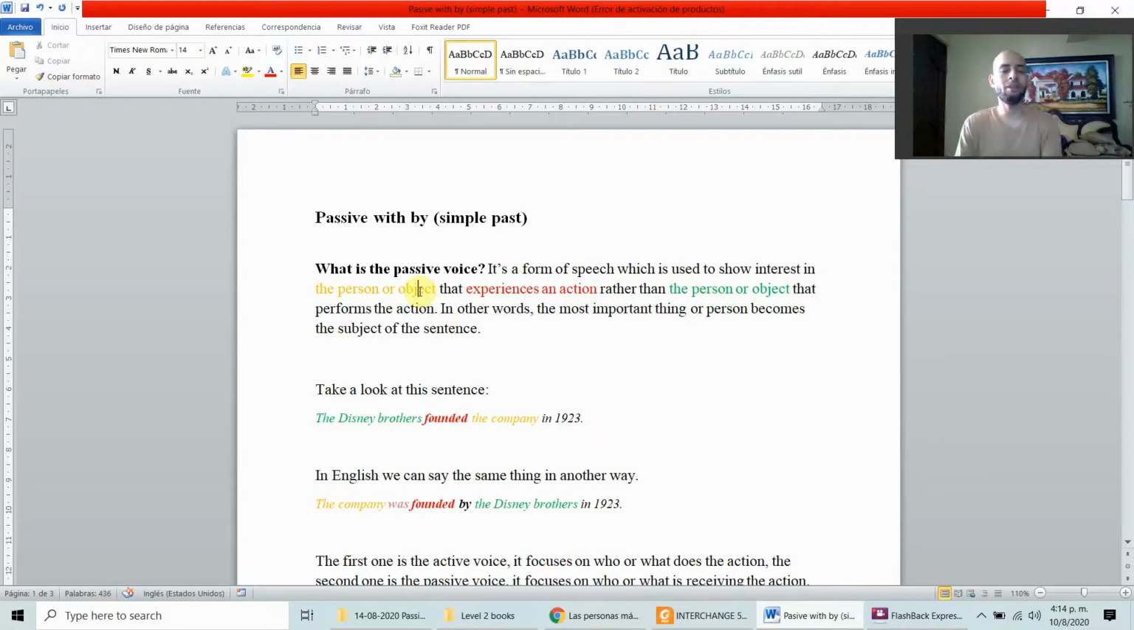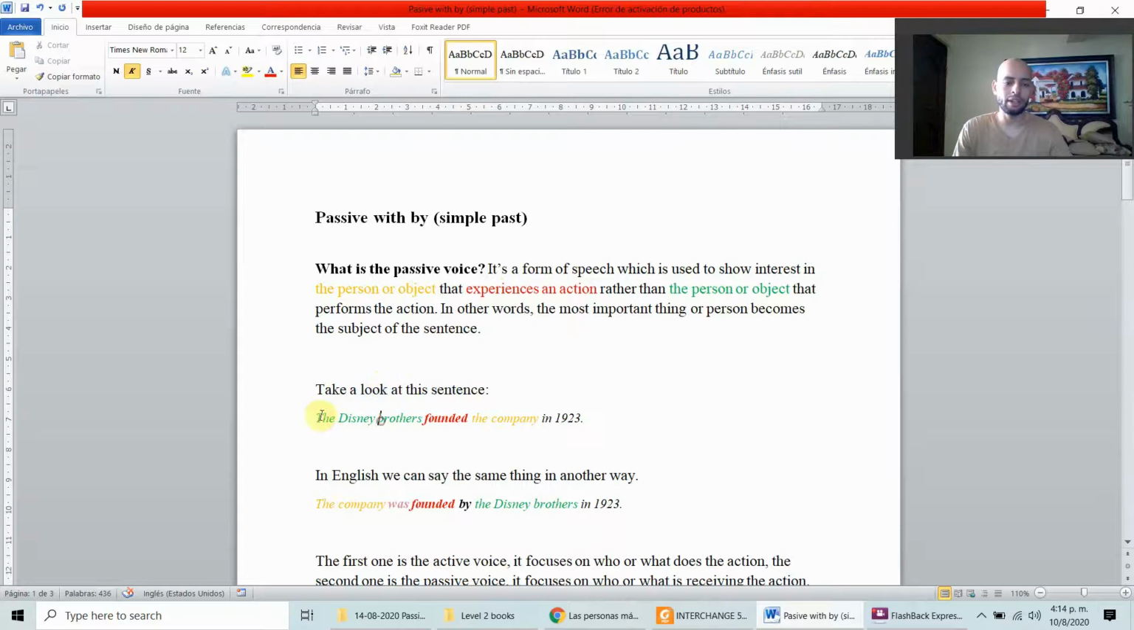Now, this might be a little bit strange at the beginning, but it's normal in a lot of languages. And it's normal also in Spanish. In Spanish, we use this kind of voice, the passive voice, in which the object receiving the action becomes the subject.